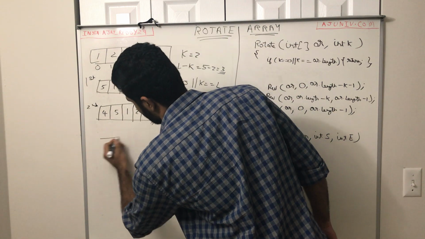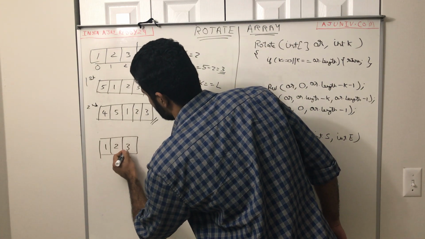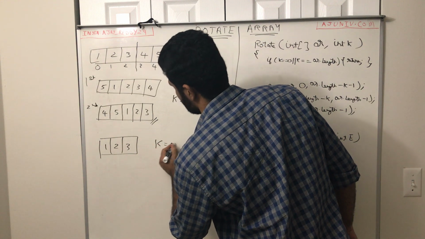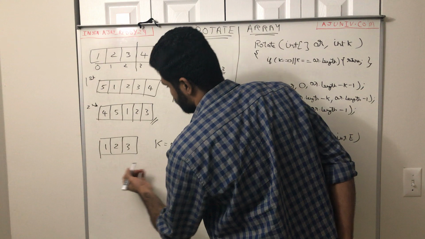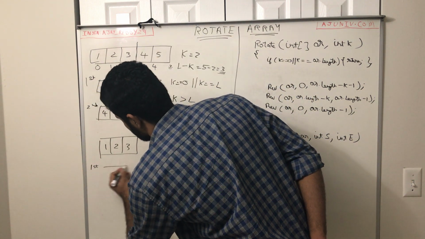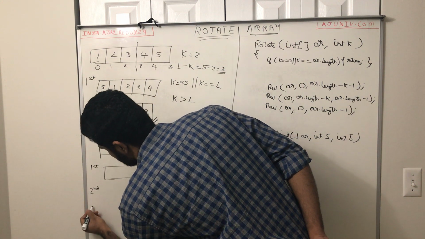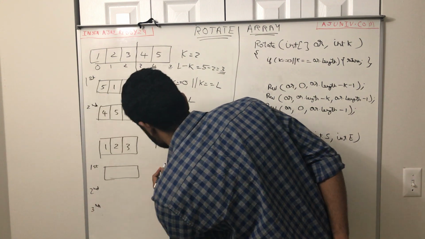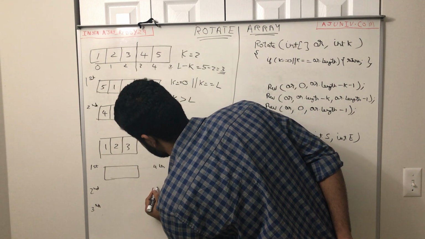Suppose I'm having an array like this, 1, 2, 3, and k is 5. So let me write all the operations after each rotation. First rotation, second rotation, third rotation, fourth and fifth.